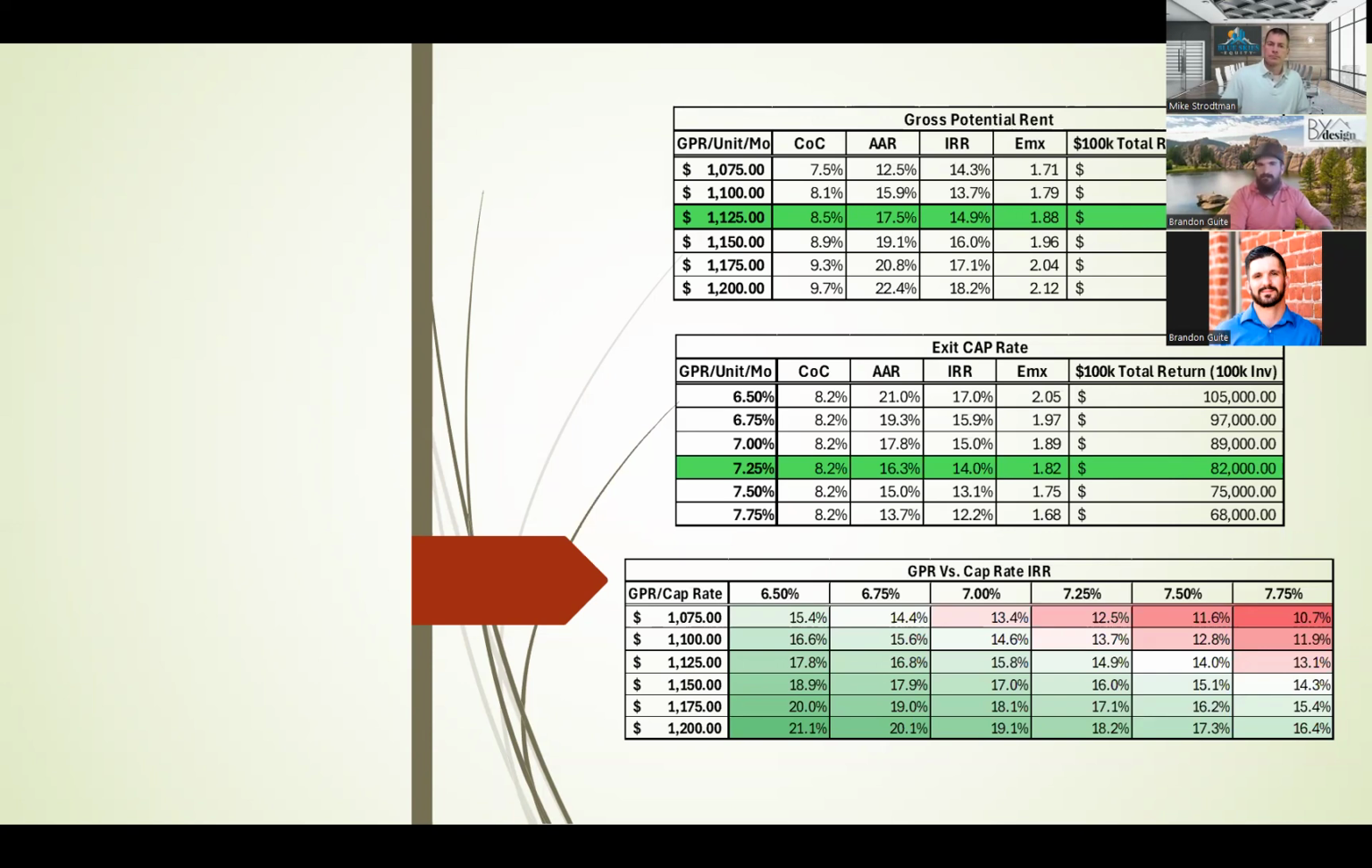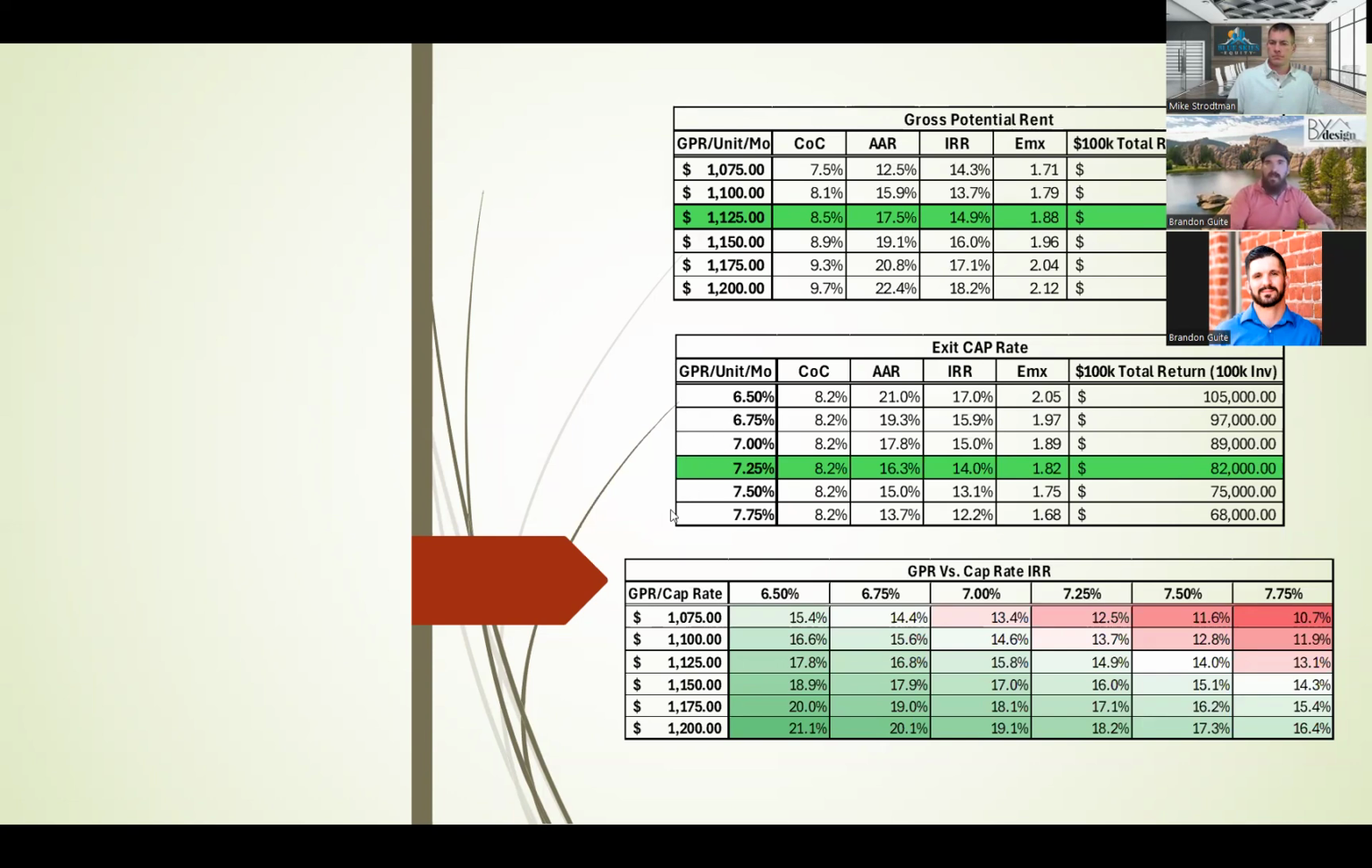And those percentages look pretty good too. Now we look at the exit cap rate. Again, this is just holding everything else the same and only adjusting that exit cap, to see what those impacts are.